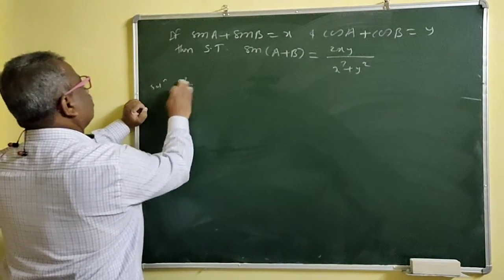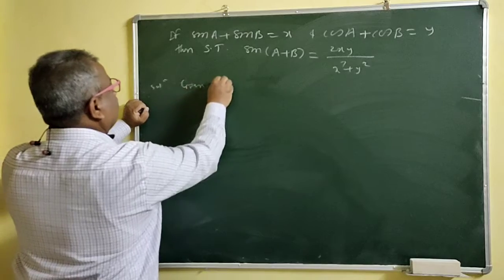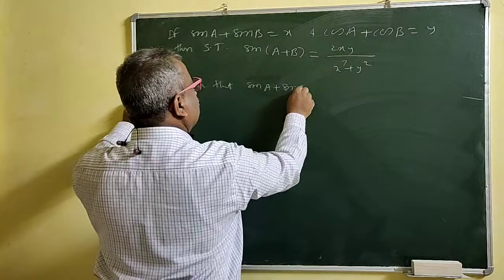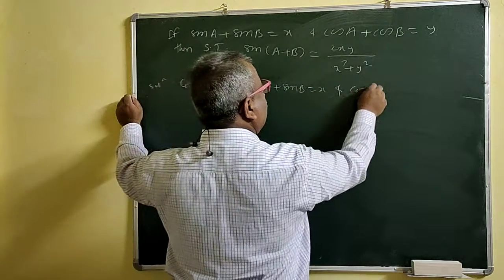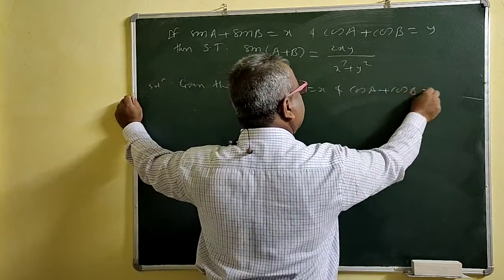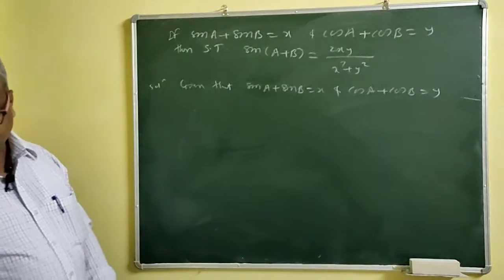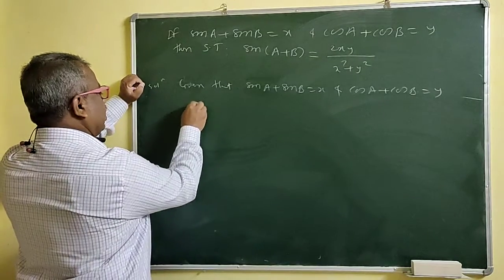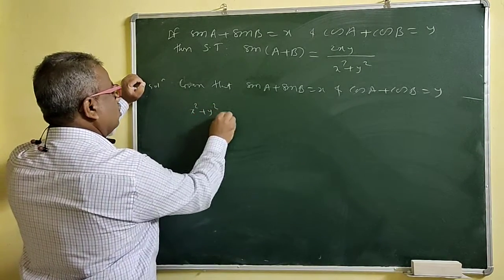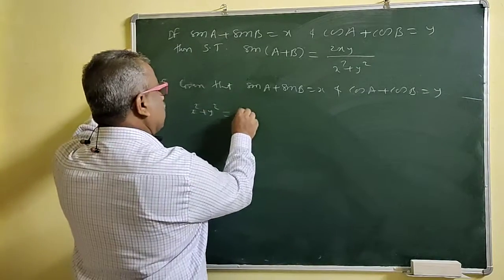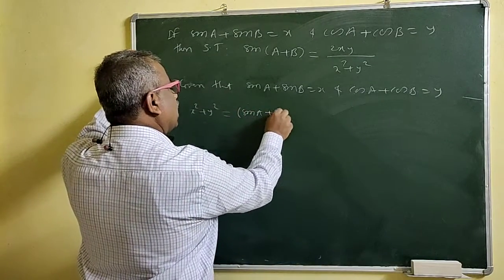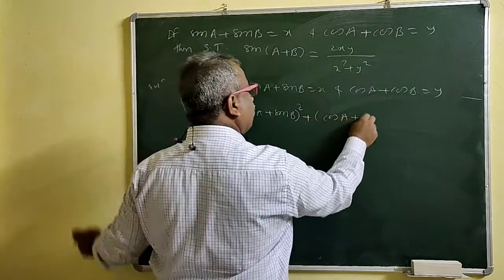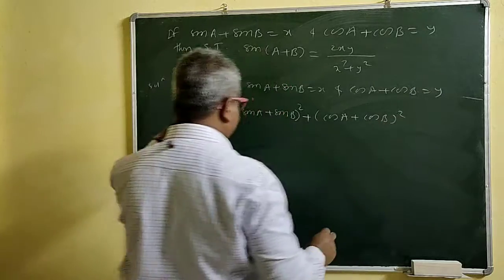Solution. Given that sin A plus sin B is equal to x and cos A plus cos B is equal to y. This is provided to you. So what we'll do, we'll write x square plus y square. We'll find x square plus y square. So your x is sin A plus sin B bracket square. Your y is cos A plus cos B bracket square.